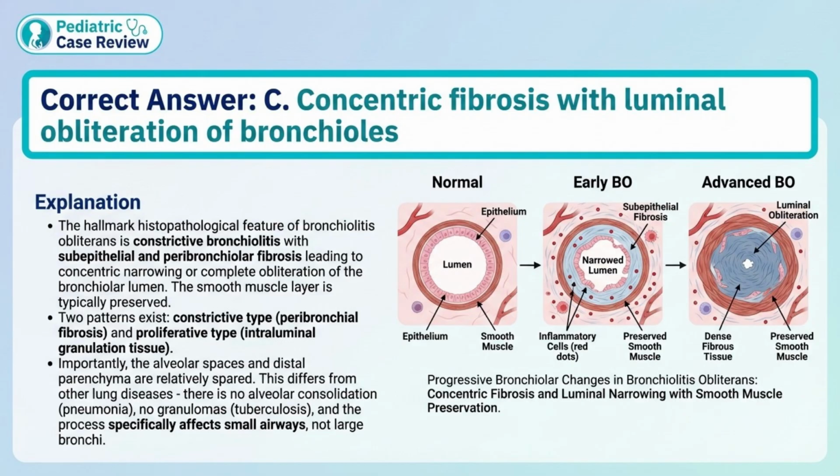The progression diagram illustrates how subepithelial and peribronchiolar fibrosis narrows the airway. Importantly, the smooth muscle layer is typically preserved, and the distal alveolar spaces remain relatively spared. This targeted obliteration of the small airways differentiates it from parenchymal diseases like pneumonia or tuberculosis.